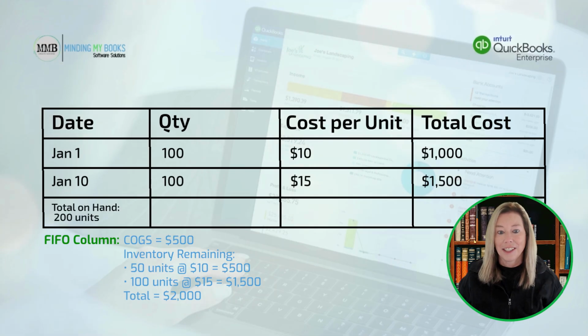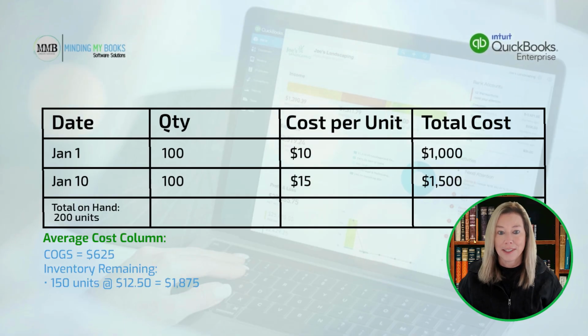As you can see, your costing method directly changes both your cost of goods sold and your inventory value. In rising prices, FIFO often shows lower cost of goods sold and higher inventory value, while Average Cost keeps numbers more consistent.